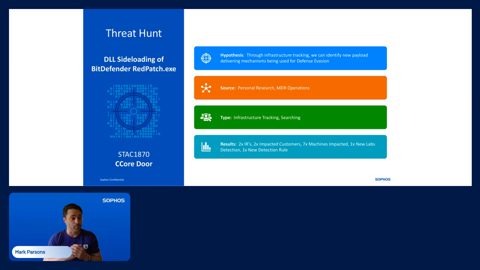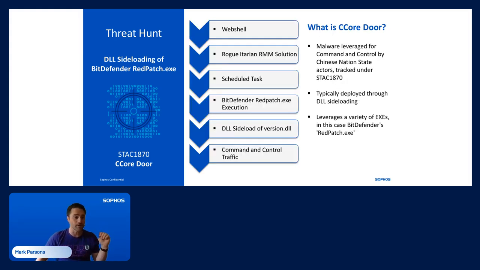The outcome of this is we were able to identify 2 different incident response events, 2 impacted customers with 7 machines impacted, and 1 new lab detection. And then 1 new detection rule as well. Now, how did they actually create these communications? It's through DLL sideloading. And DLL sideloading of a Bitdefender executable called redpatch.exe.